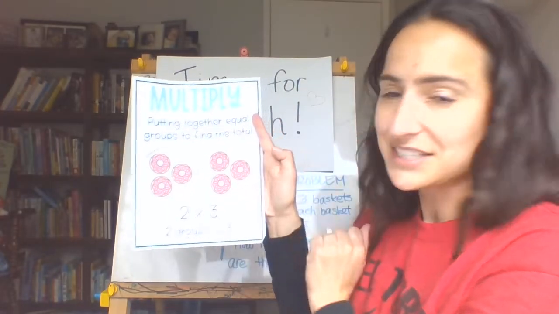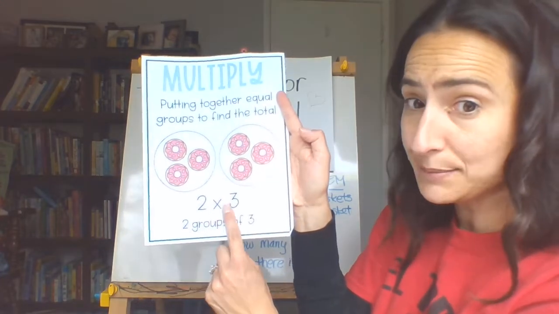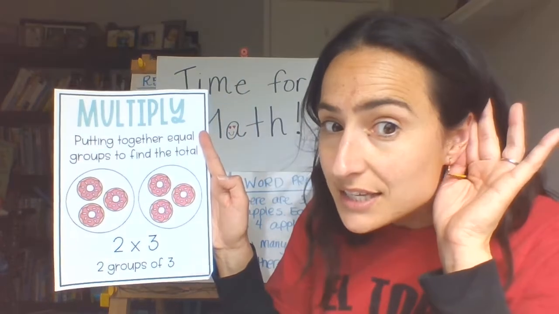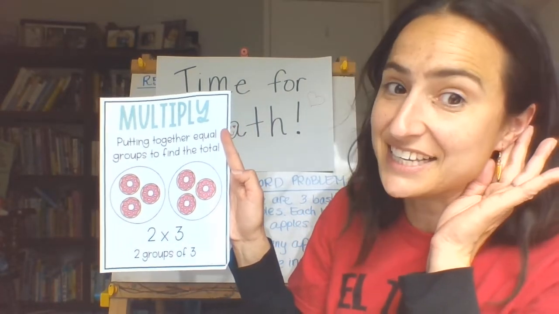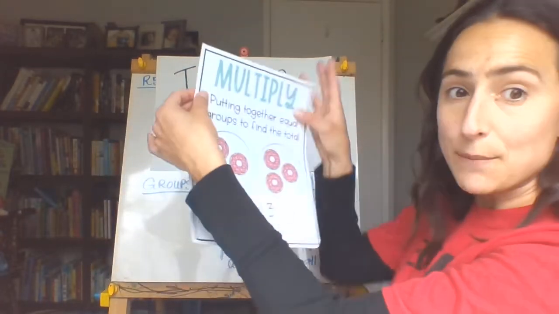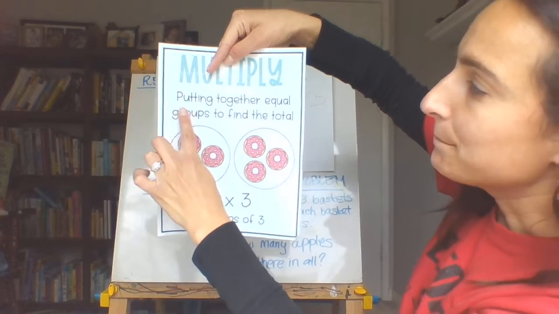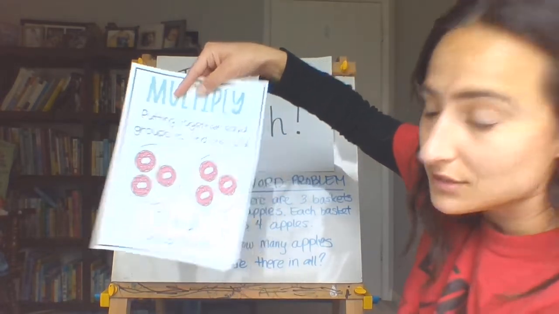There are 3 donuts in each, so I have 2 groups, and there are 3 in each, which gives me 2 times 3, 2 groups of 3. The answer is, let me hear you, 2 groups of 3. 6. Good job. So that's multiply. Say it with me again. Multiply. Putting together equal groups to find the total.